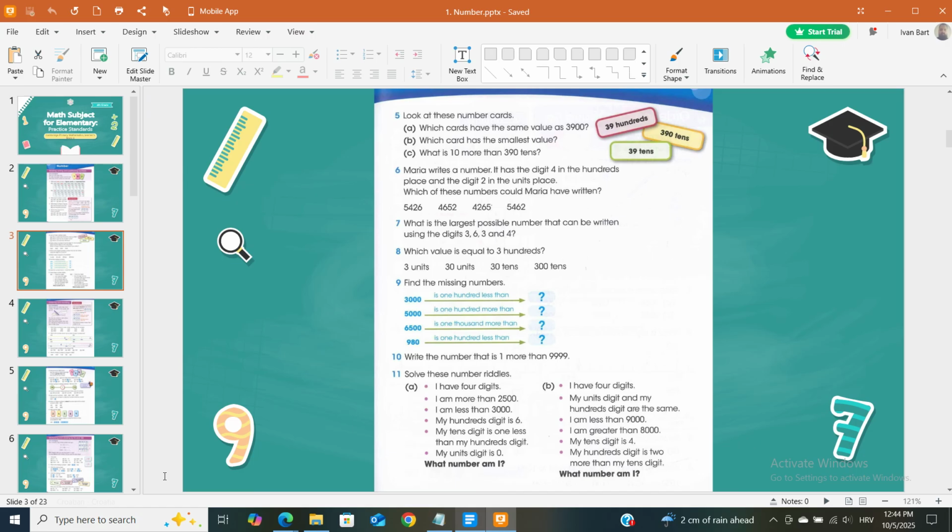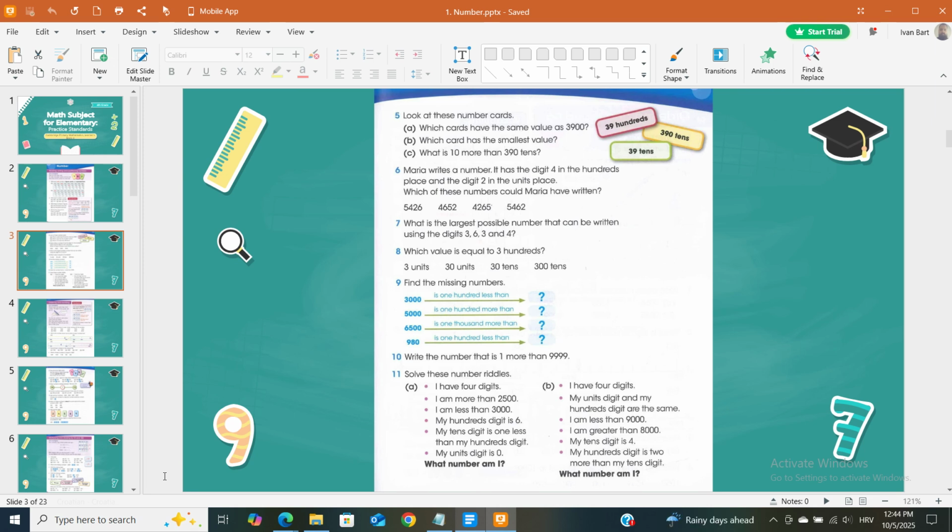(b) Is 100 more than 5000? (c) Is 1000 more than 6500? (d) Is 100 less than 980? 10. Write the number that is 1 more than 9999. 11. Solve these number riddles.